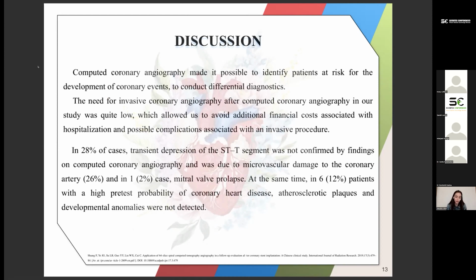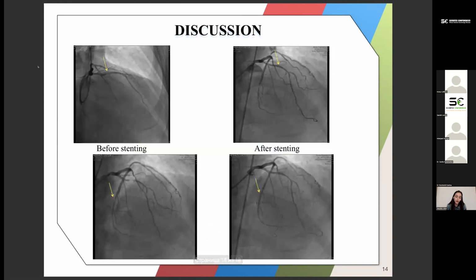This wide range can be explained by different generations of tomographs. As follows from the literature, with computed coronary angiography, the probability of detecting muscle bridges is higher than with traditional coronary angiography. The need for coronary angiography after computed coronary angiography was low in our study, which avoided additional financial costs associated with hospitalization and possible complications associated with the invasive procedure.